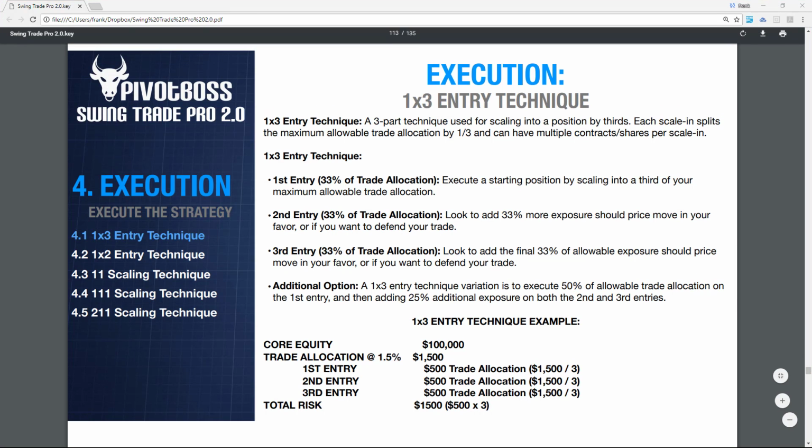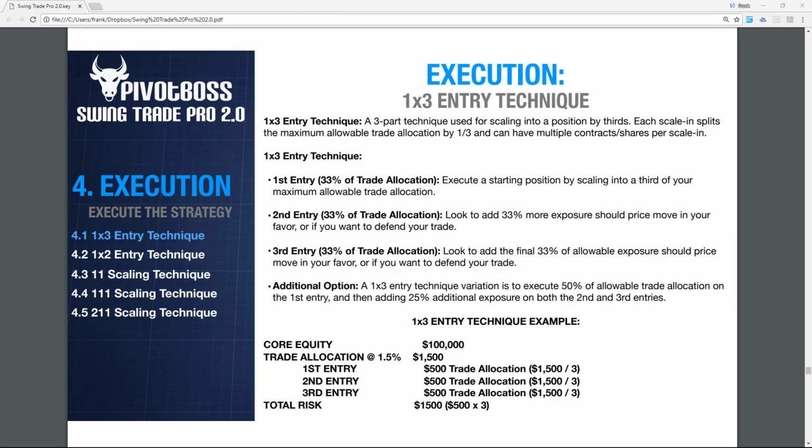We are going to start off with the 1x3 entry technique. A 3-part entry technique is the 1x3 entry technique. This is basically being able to scale into a position by thirds. So the 1x3 entry technique is a 3-part technique used for scaling into position by thirds. Each scale basically splits the maximum allowable trade allocation by a third and can have multiple contracts or shares per scale in. Let's take a look here.